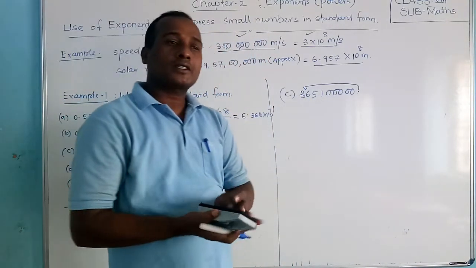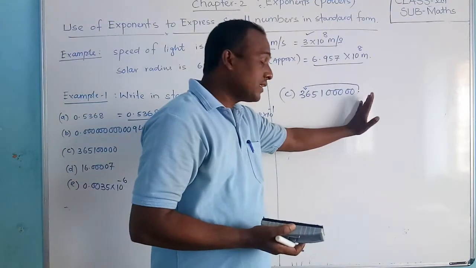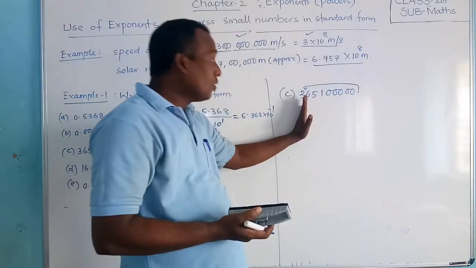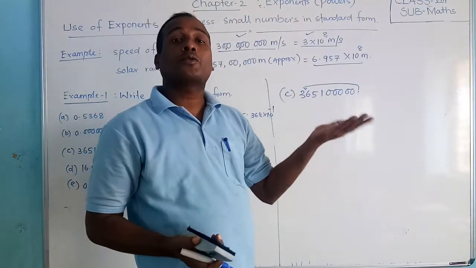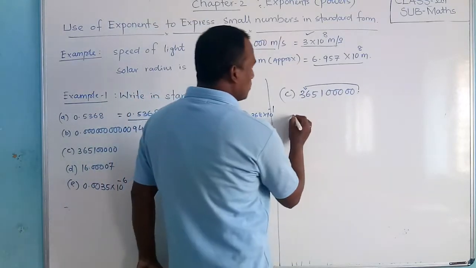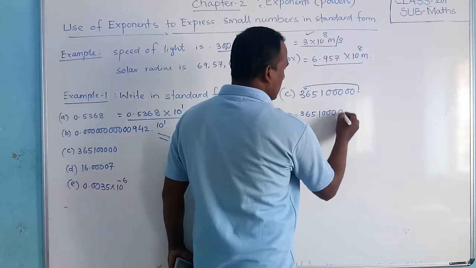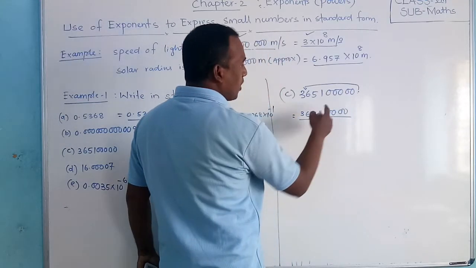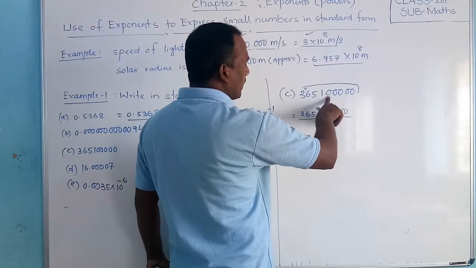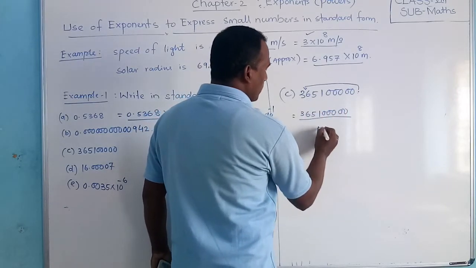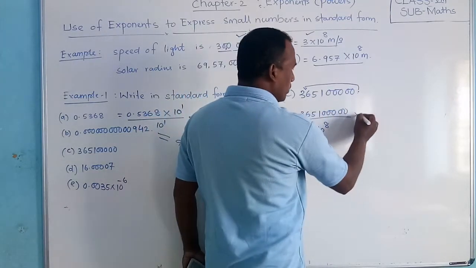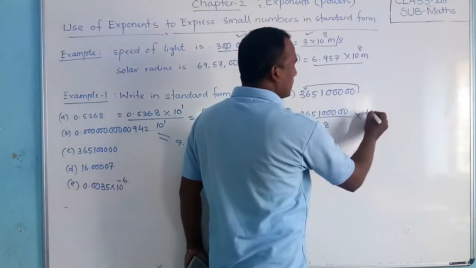So whenever that decimal point is coming to the left, then you have to divide. So what you have to do? 3, 6, 5, 1, 3, 5, 0 by how many? 1, 2, 3, 4, 5, 6, 7, 8. So divided by 10 power 8. Into, if we are doing division, we are multiplying by 10 power 8.